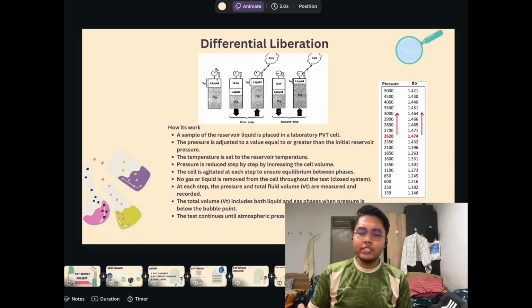And also, the composition in the PVT cell during the CCE test is constant because the PVT cell is a closed system, while during the liberation test, the composition in the PVT cell is not constant because the gas is being removed gradually from the PVT cell. Therefore, the composition keeps changing over time.